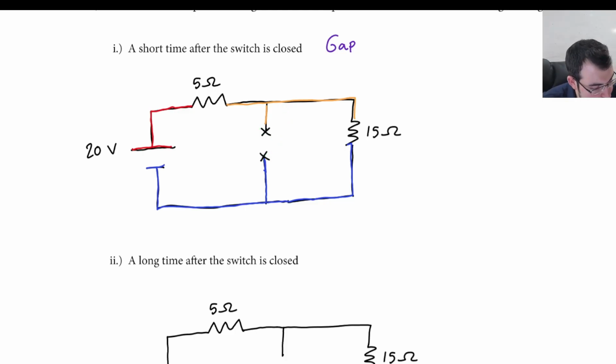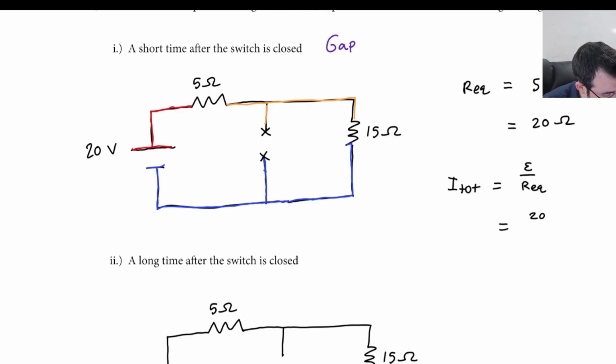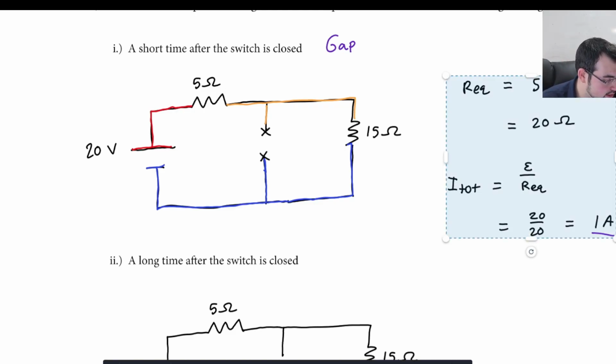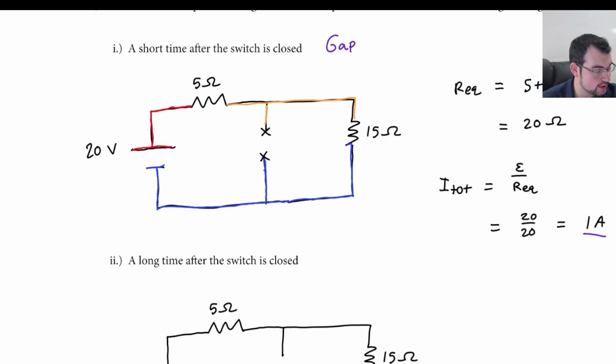So that means that all of the current is forced to go around the big loop. So Req is just 5 and 15 in series, which makes 20. So our total current in the circuit is just 20 over 20, which is 1 amp. So we get current flowing in the circuit for sure, but just not in the inductor. The inductor is opposing it. The current doesn't flow through the inductor's branch. There is current in the circuit, just not through the inductor at this time.